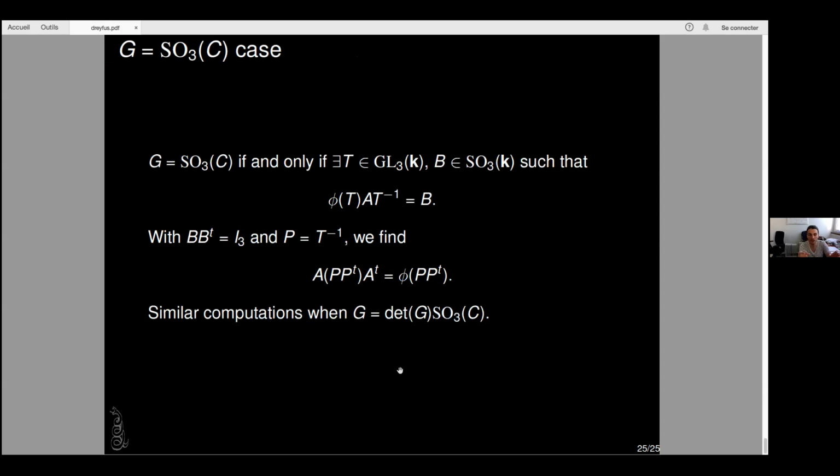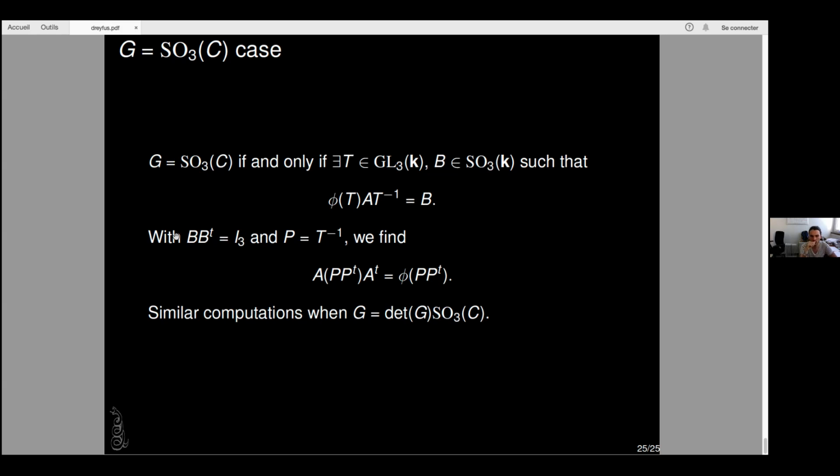And let me sketch just how we do it if the Galois group is SO3. So the Galois group is SO3 if and only if you can find a Gauss transformation that puts your system into an element of SO3 over K. And an element of SO3 over K satisfies a very convenient equation, meaning that B times the transpose of B is the identity.